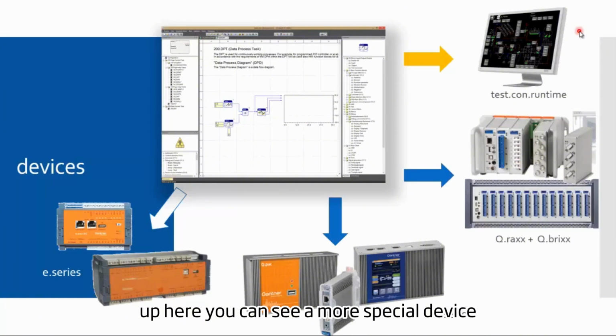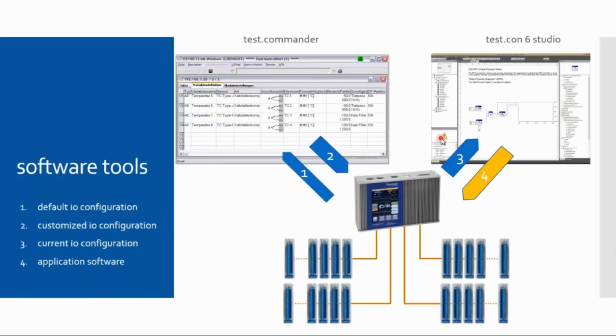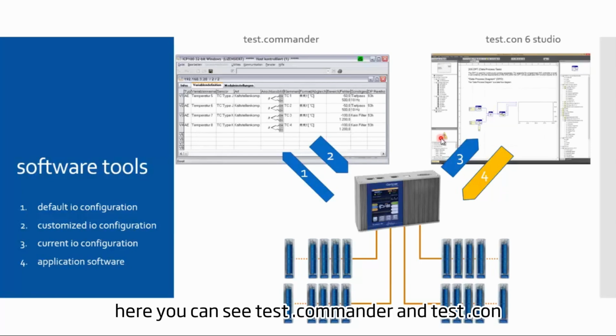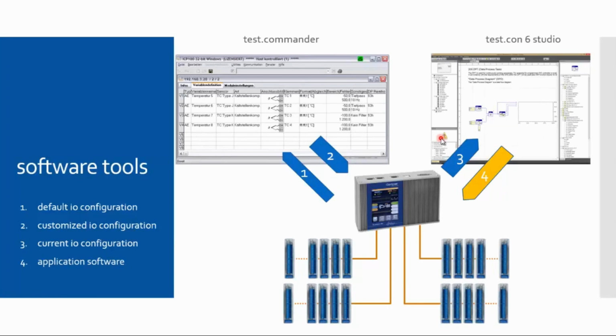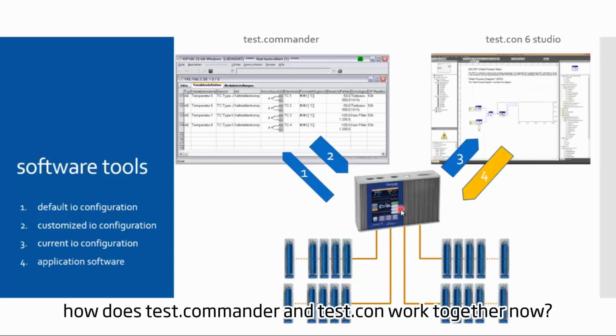Up here you can see a more special device. This is the test.con runtime. It is a Windows PC which you can program. However, I will talk about it a little later. Here you can see test commander and test.con. How do test commander and test.con work together now?